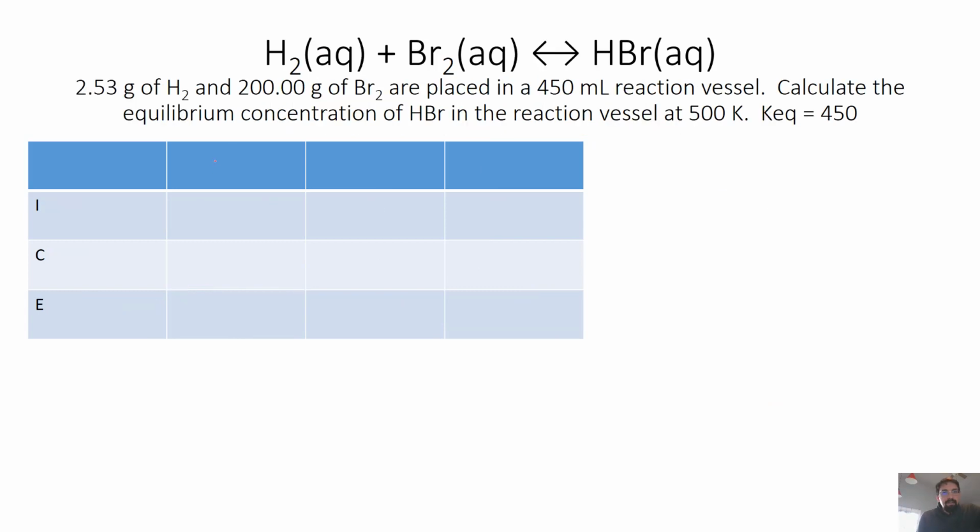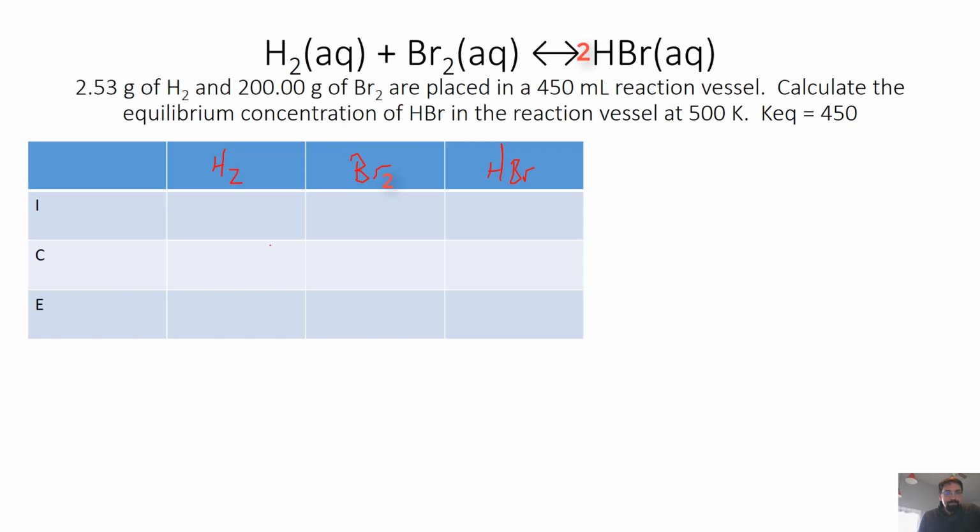So here's a different problem. Here we've got hydrogen, we've got bromine, and we've got hydrobromic acid. We've got a weak acid here. It actually says that we got 2.53 grams of hydrogen and 200 grams of bromine placed in a 450 milliliter reaction vessel. We don't really want to use masses in our ICE table here. We want to use moles or molarity. I prefer to use molarity.